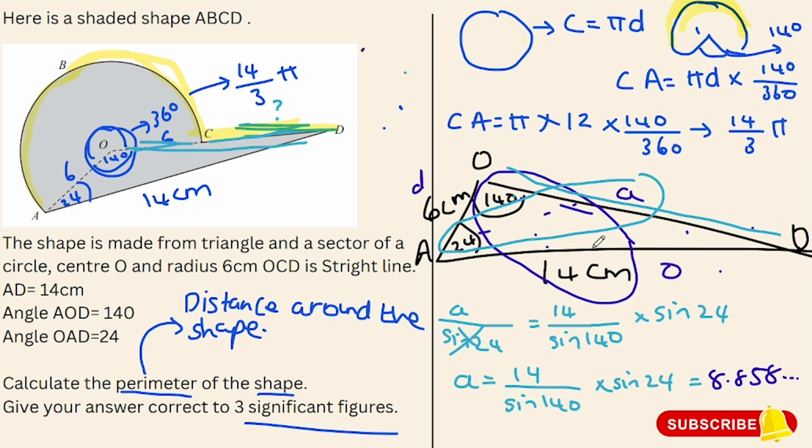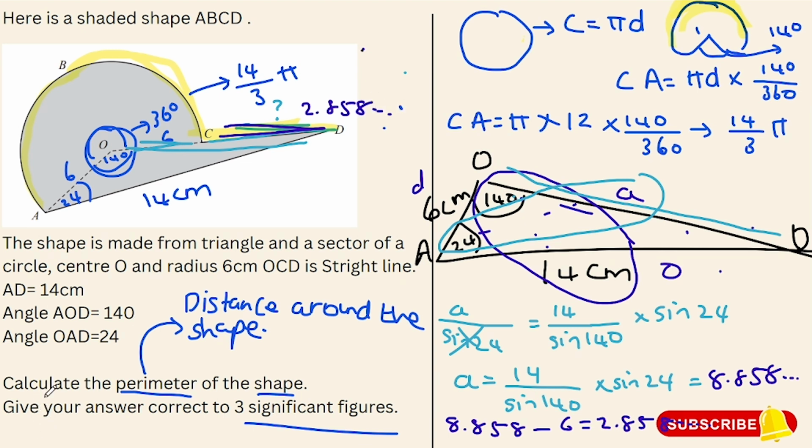I'm not interested in O to D. I'm interested from C to D. So I'm going to do 8.858 subtract 6, and I should get the value of 2.858 and so on. So I know that from here to here it's worth 2.858 and so on.